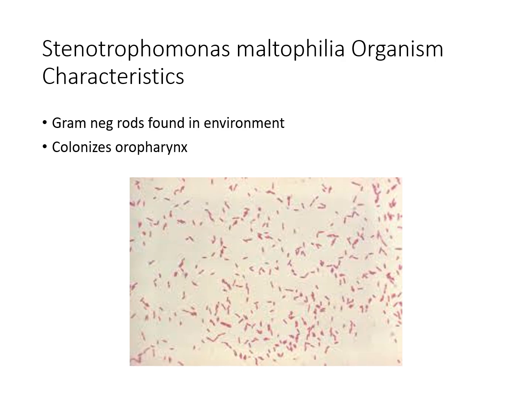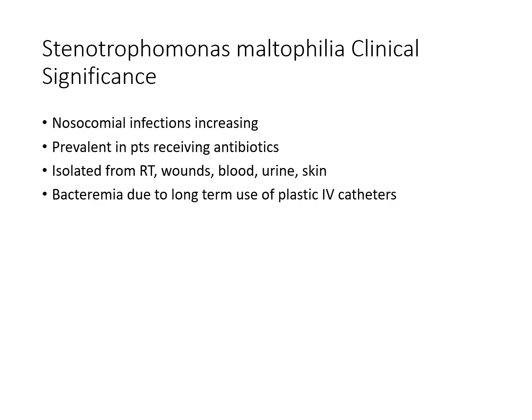Stenotrophomonas maltophilia, so some general characteristics. It is a gram-negative rod. It is found widely in the environment, and it will commonly colonize the oropharynx. Nosocomial infections are increasing with Stenotrophomonas maltophilia.